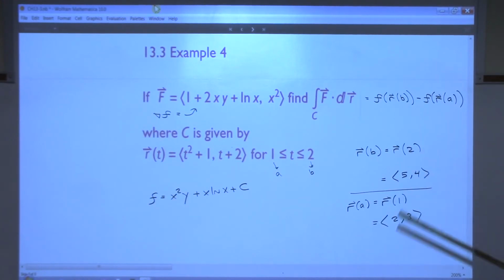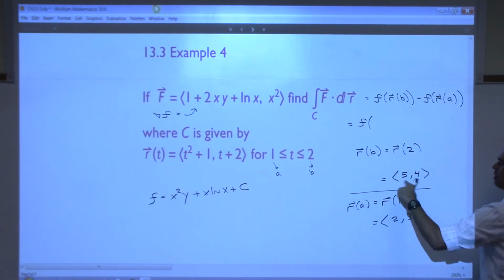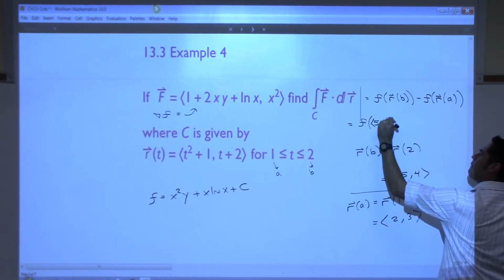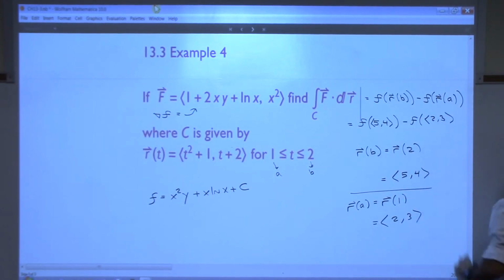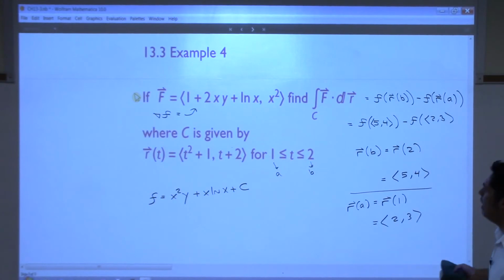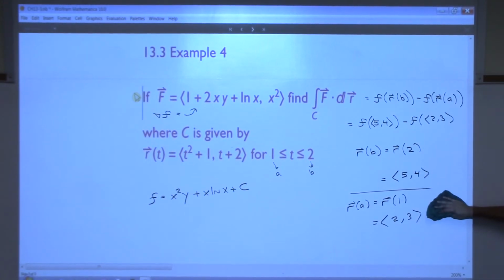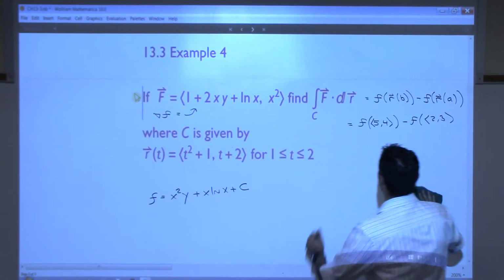And so to answer this, I just need to do f of the vector 5, 4 minus f of the vector 2, 3. And we said a second ago that all that really means is plugging in 5 for x and 4 for y into the scalar function, and then plugging 2 for x and 3 for y into the scalar function. What's going to happen? Any questions before I erase this part? What's going to happen to the plus c? They will cancel, right? So I'm going to continue this.